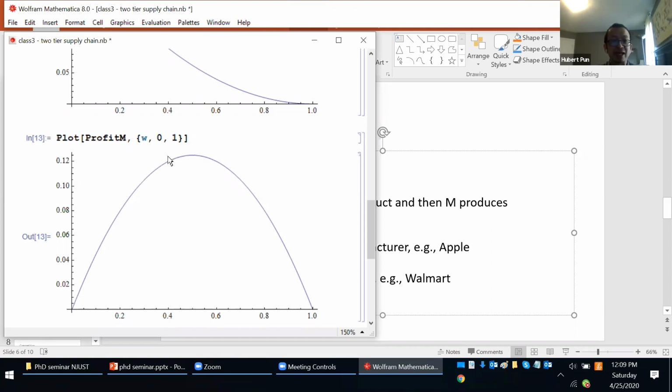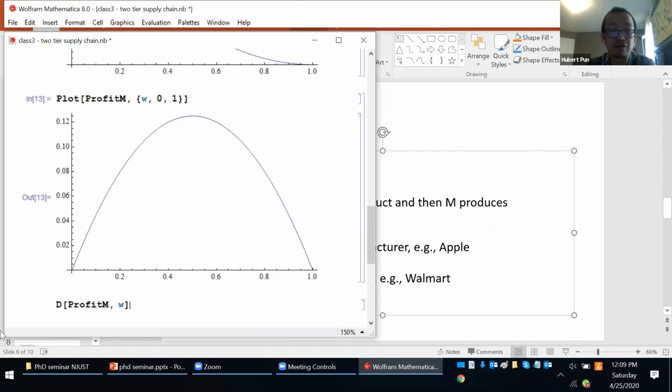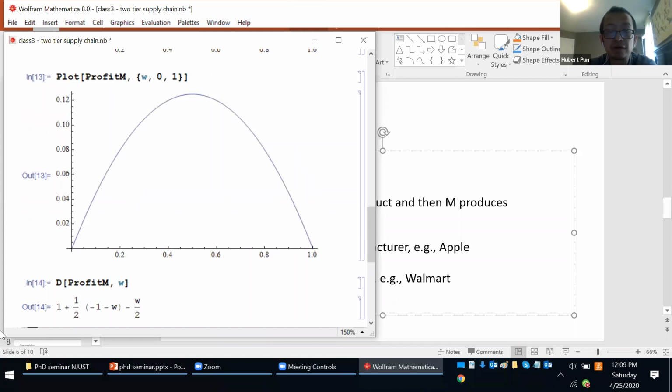So we do exactly the same thing. We try to find the slope. So d profit M dW. Okay, so the profit M as a function of W, which is this graph. I want to find out when the slope of this graph equals 0. So the slope of this graph is this, and I want to compute when this value equals 0.